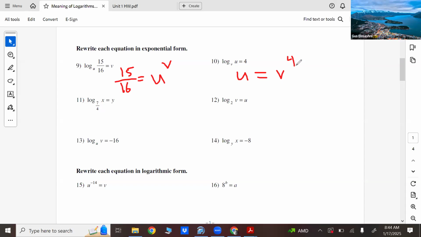Yeah. Is number 11, 7 over 4? No. What stays on the left side? Oh, X. X, yes. Okay, guys, try 11 through 14.